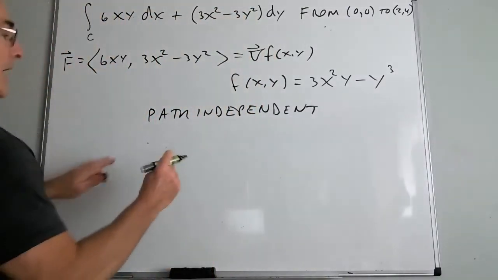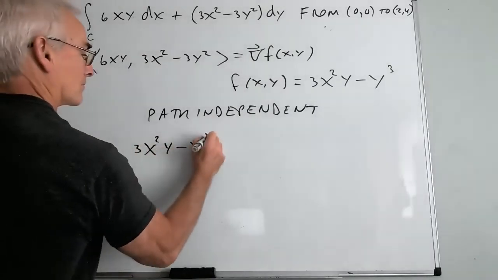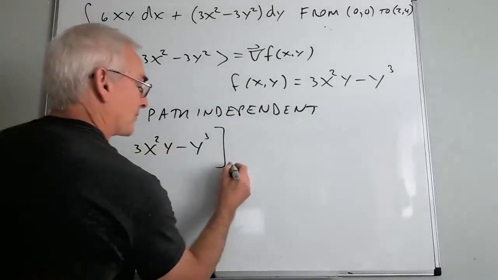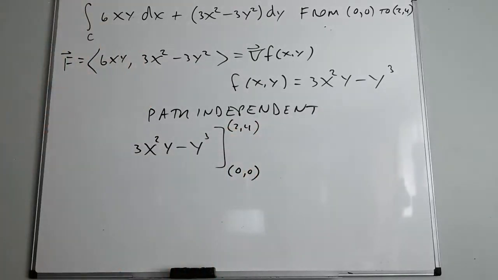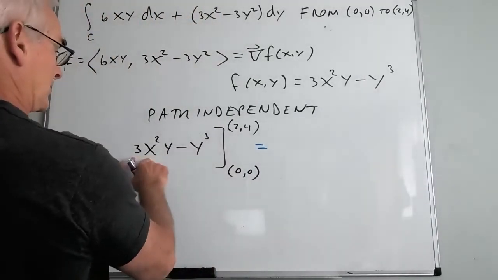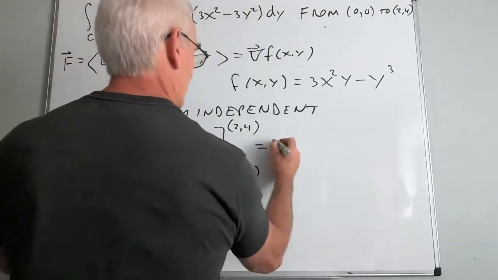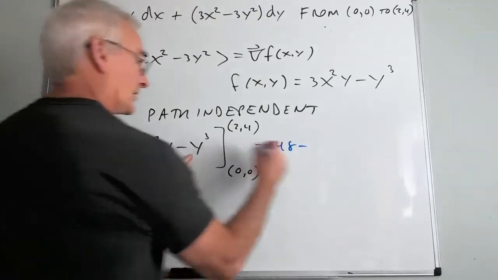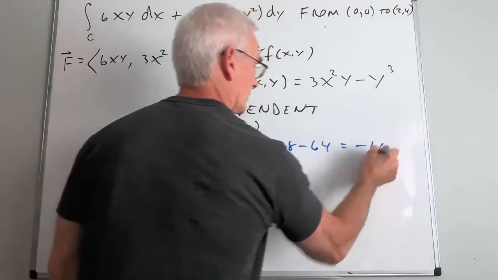If I had taken my potential function, the way we write it is we evaluate it from 0, 0 to 2, 4. Kind of like when you write a definite integral, except I'm going from point to point as opposed to scalar to scalar. So when I evaluate this at 2, 4, 3 times 2 squared, that's 12. 12 times 4, that's 48. Minus 64. And then when I evaluate at 0, I get 0. Oh, okay. Oh, you're kidding me.